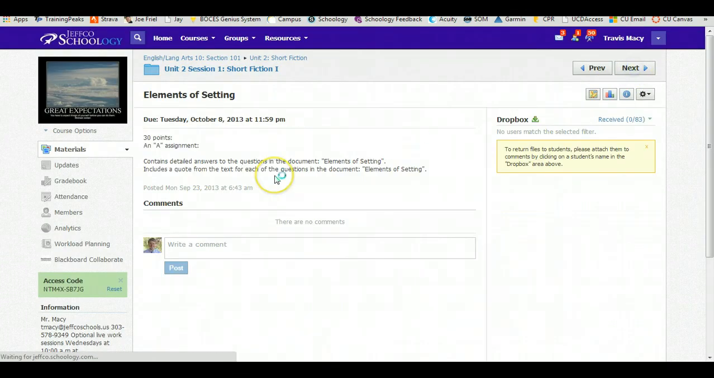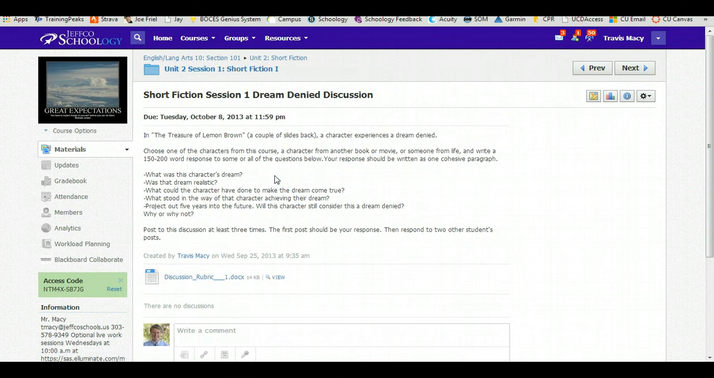Again, here's the Dropbox, and then the final piece, we've got a discussion about The Treasure of Lemon Brown. As always, guys, three posts. You've got your initial post plus some comments on other posts. Please make those comments more than simply "I agree" or "good point." Tell them why you agree. Say something that's meaningful.